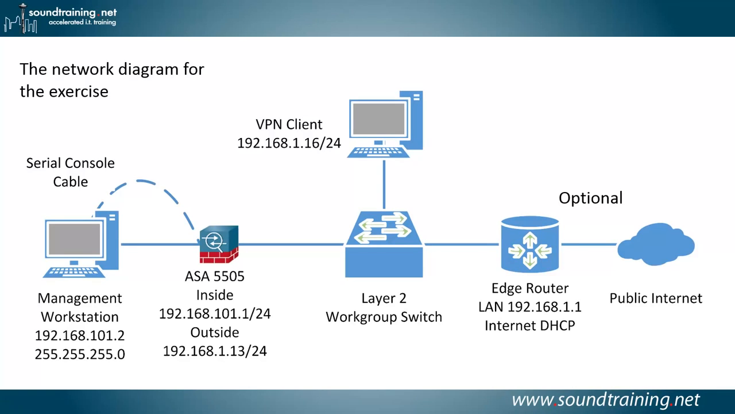Here's our network diagram. You'll need a management workstation connected via Ethernet and serial console cable to the ASA. I'm using a 5505, but this should work with any of the ASAs. And then you'll need a VPN client connected to the outside interface as well. You can see the IP addresses that I'm using here. You're welcome to use different ones. You'll just need to make adjustments for that as the video progresses. And optionally, you'll need an edge router connected to the public internet.